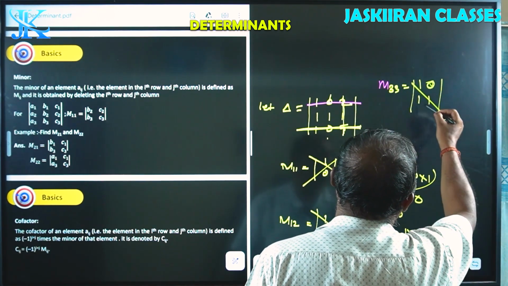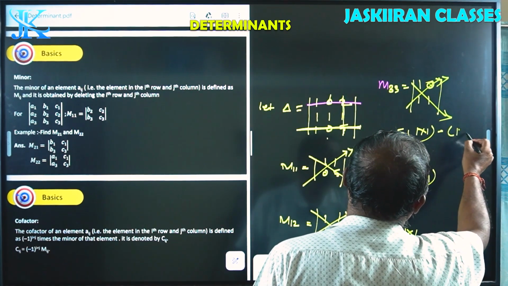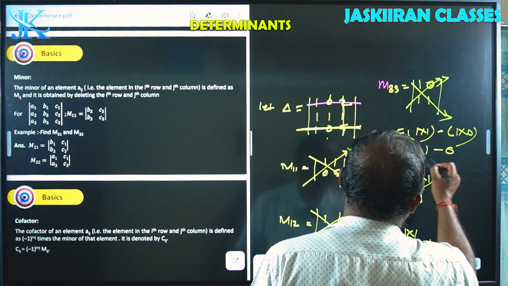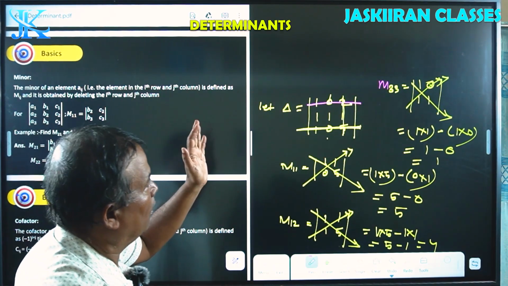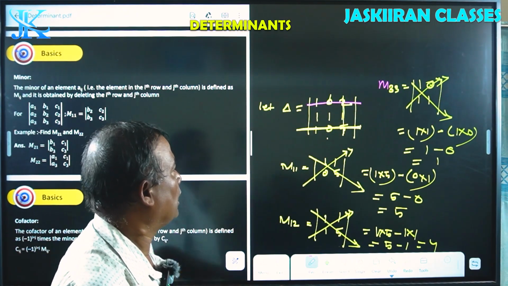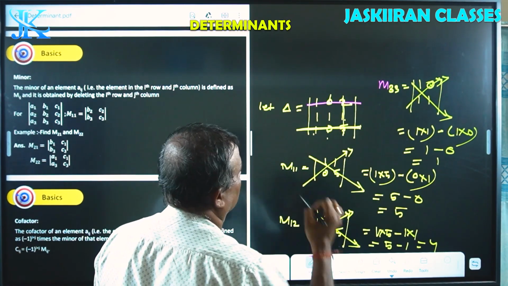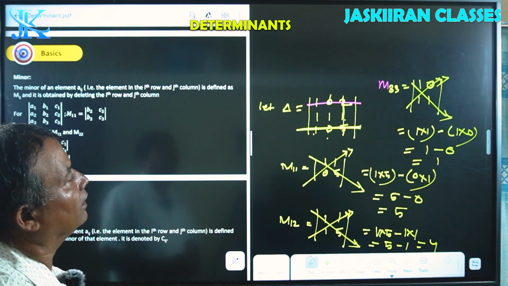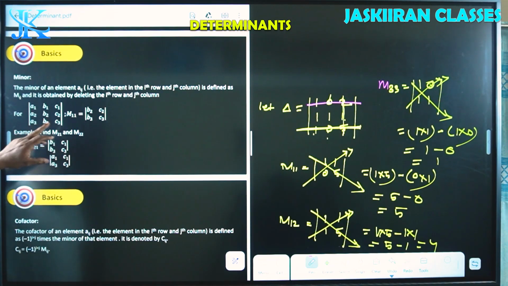That is principal diagonal minus secondary diagonal. That is 1 into 1 minus 1 into 0. That is 1 minus 0 equal to 1. Similarly, we get the minors M11, M12, M13, M21, M22, M23, M31, M32, and M33. So we get 9 minors of a third order determinant. So how to get the minor of a third order determinant, M11, for example M21 or M33.